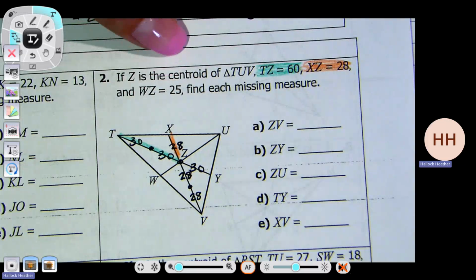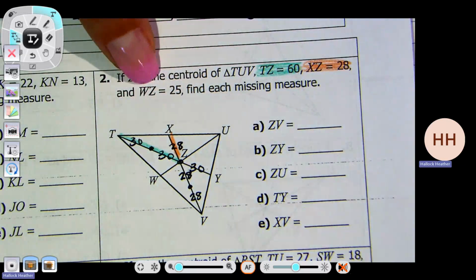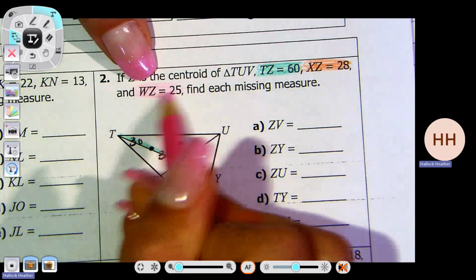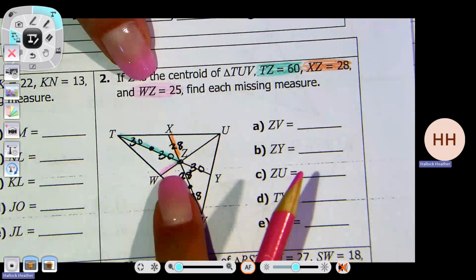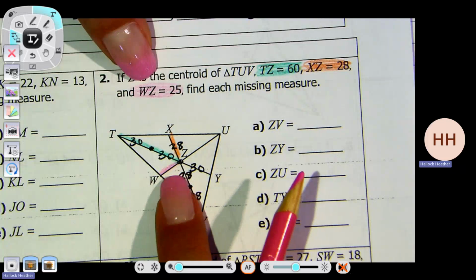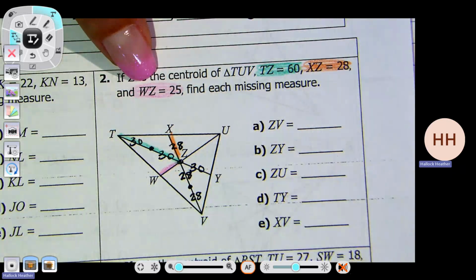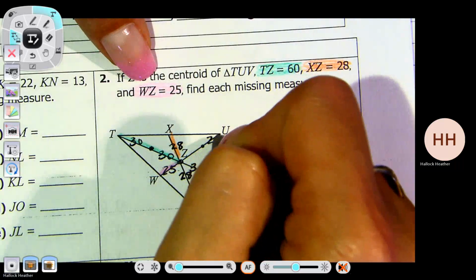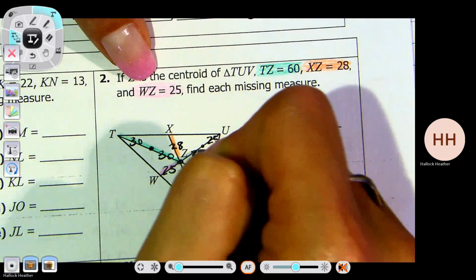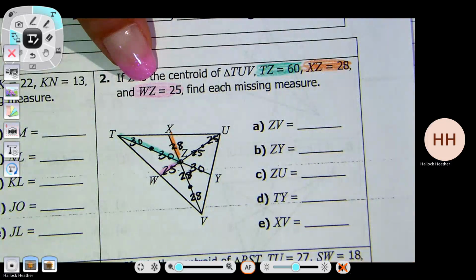And then we have WZ, which is 25. That's nice because it's my little piece. Do I have to cut that in half at all? Nope. So that's going to stay as 25. And then how many 25s are going to be on the other side? 2. Okay. So it kind of looks like a lot, but it's all right.